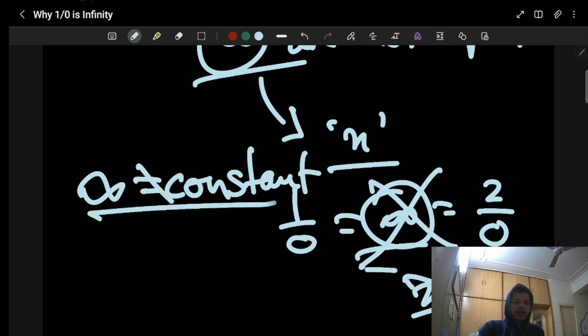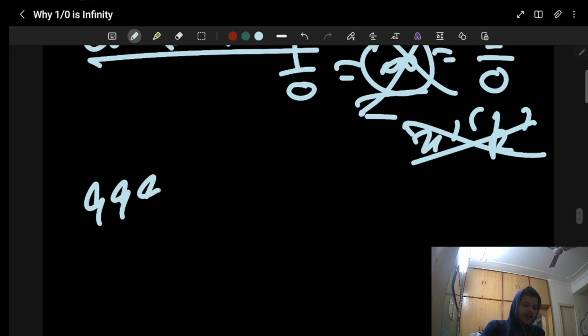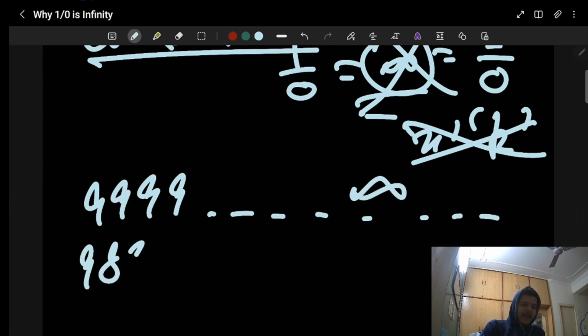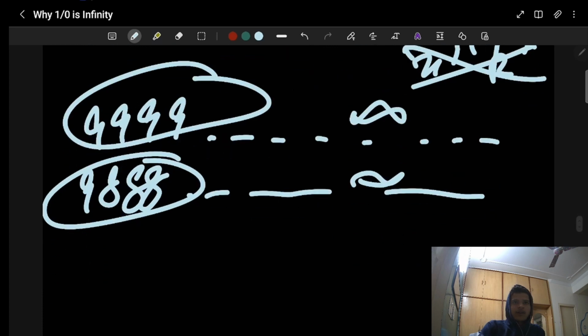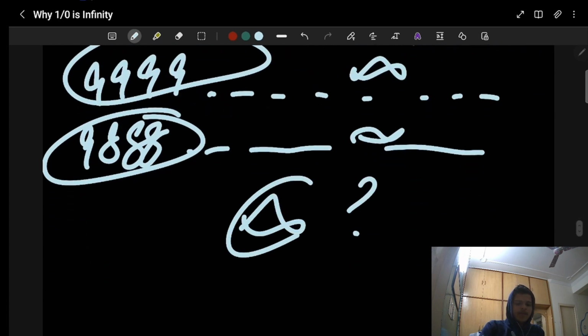Think of it like this. Suppose you have 9, 9, 9, 9, an infinite number of 9s, and then you have 9, 8, 8, 8, 8, and an infinite number of 8s. You can see that this number is clearly larger than this number, but both of them are just infinity, right? So using this sort of logic, you can figure out that not all infinities are actually equal.